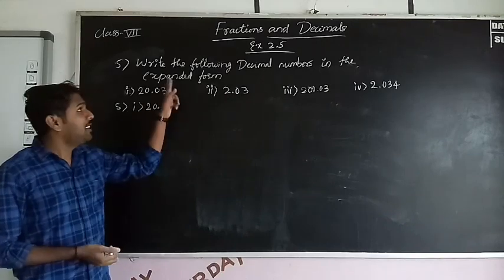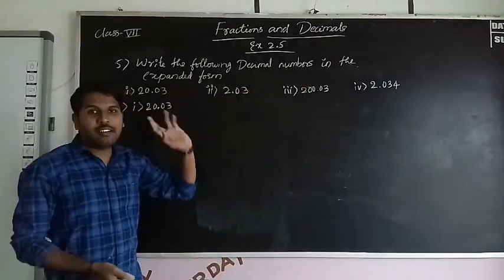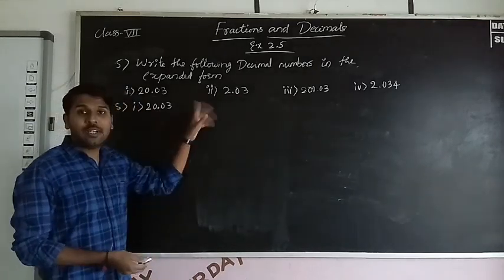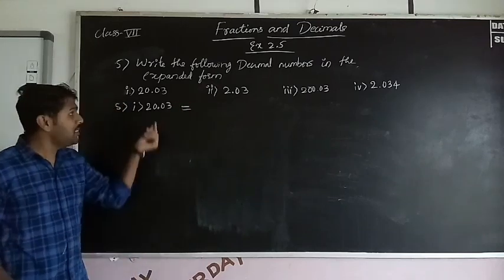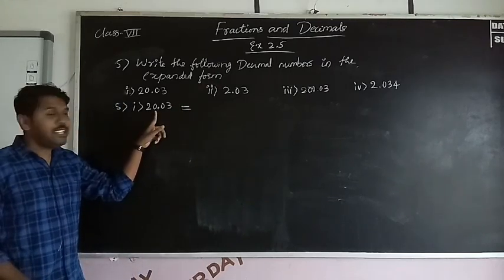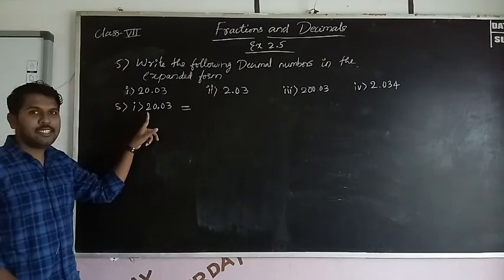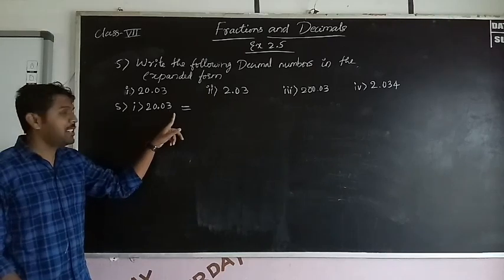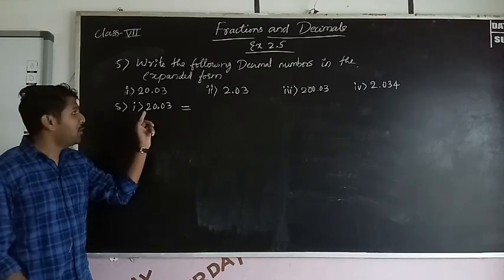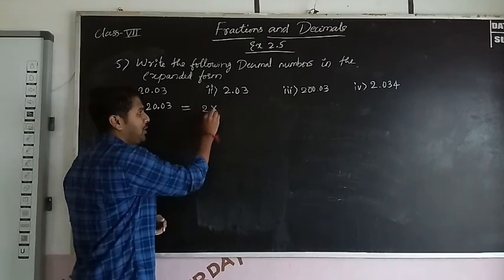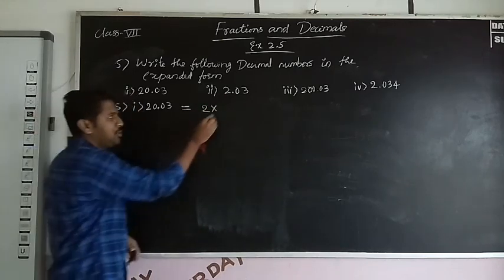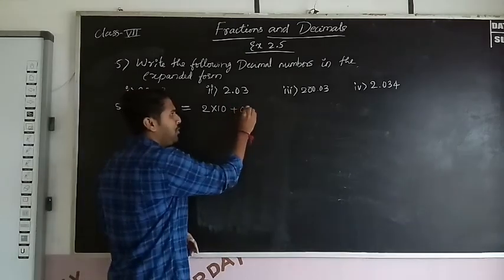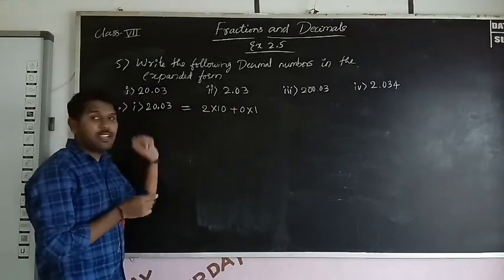So next, the fifth one: write the following decimal numbers in the expanded form. There are 4 of them, I will explain only 2. First one, 20.03. So how to expand this one? First the place values: this one is the ones digit, then the tens digit. What about the decimal places? This place is the 1 by 10th place and the next one is the 1 by 100 place. So how to write this? First 2 into 10, since it is in the tens place, plus 0 into 1, since 0 is in the ones place.